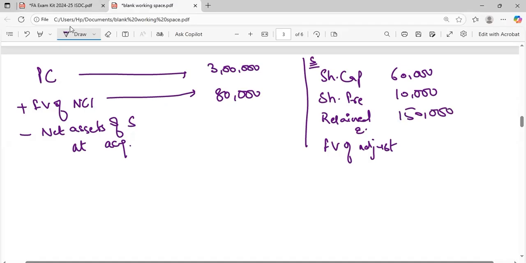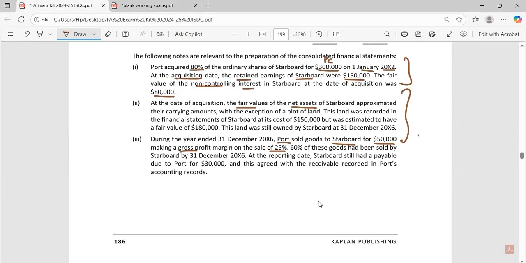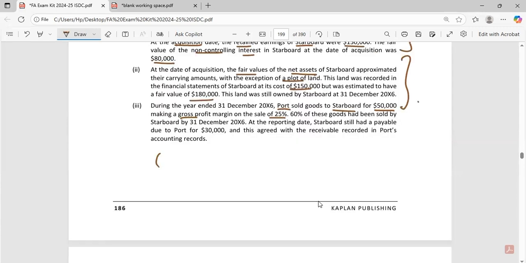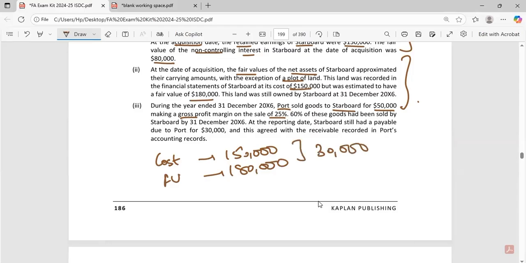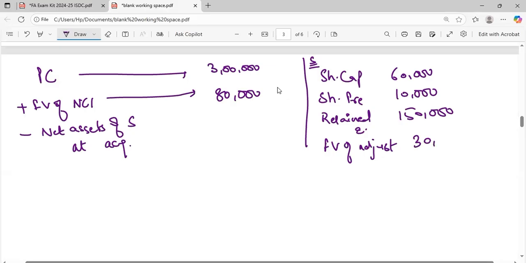And fair value adjustment. They have told that the carrying amounts were the same with the exception of a plot of land. This land was recorded in financial statements at its cost of 150 but was estimated to be at a fair value of 180. So the cost was 1,50,000 but its fair value was 1,80,000. What's the increase? 180 minus 150, the increase is 30,000. We will take this increase as our fair value adjustment and we will add it over here.